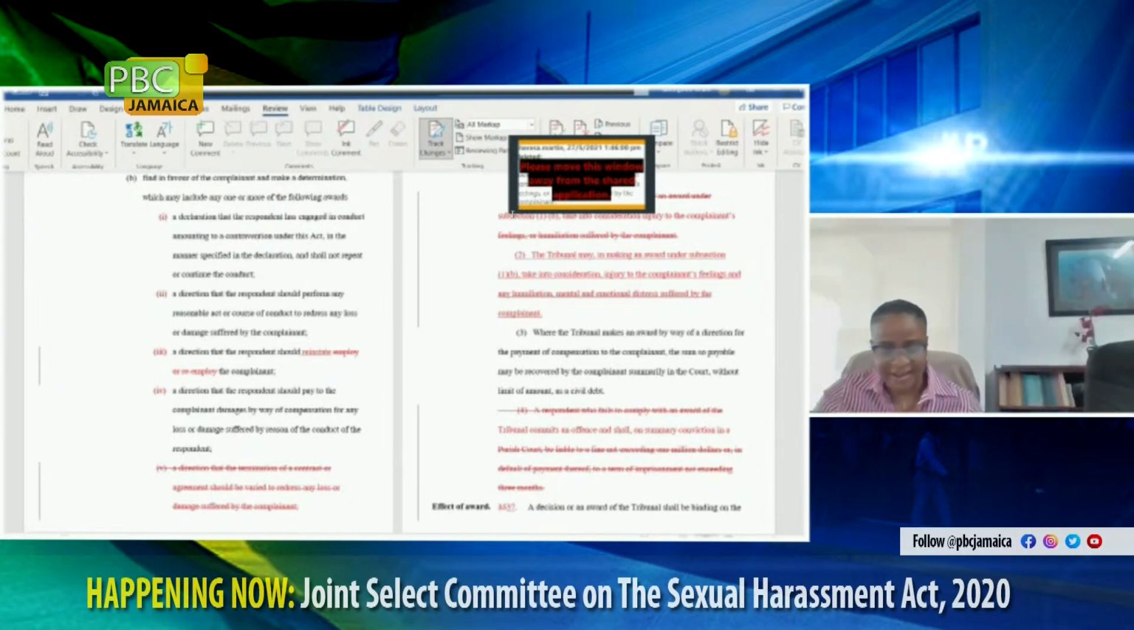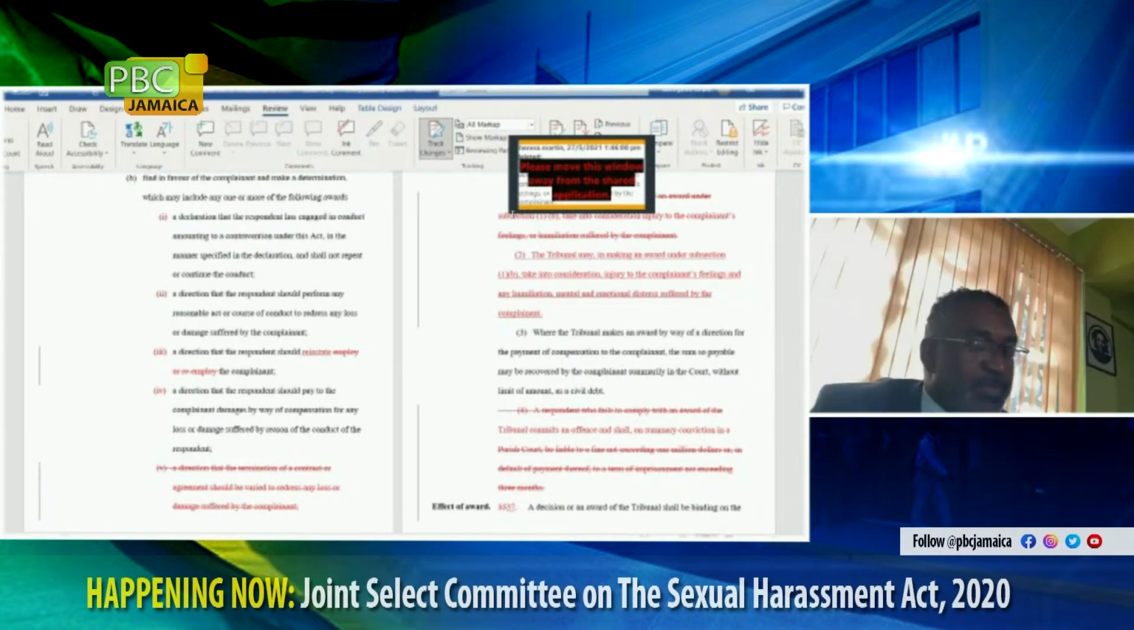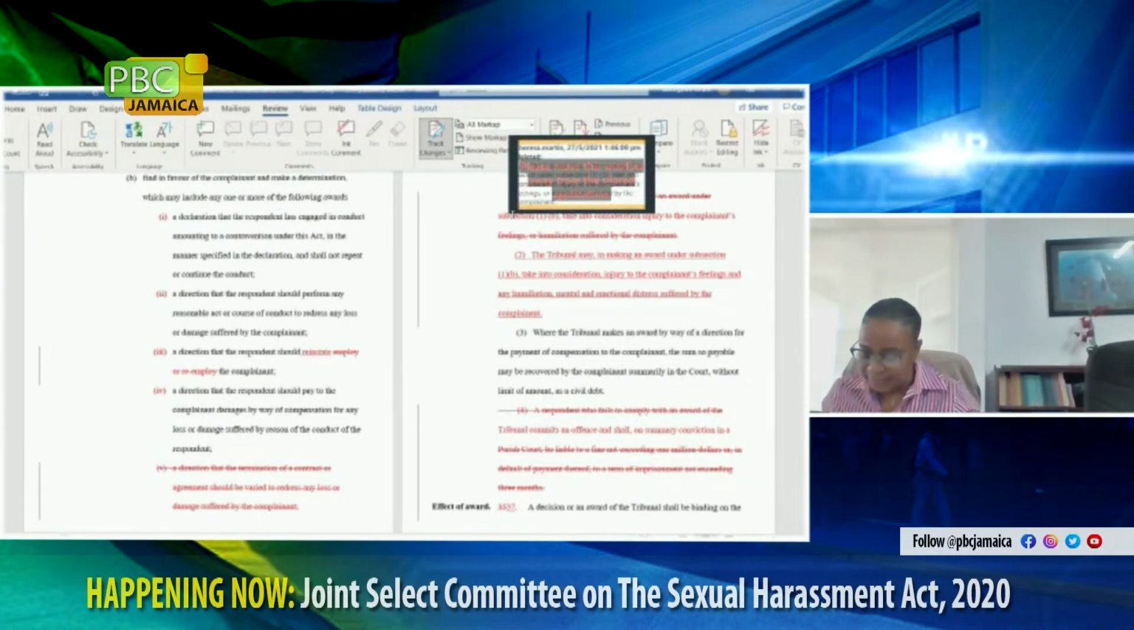Sorry, 1B5. 1B5, Chair. Because remember there was a discussion that it was 1B. Right. And then you instructed us to delete subclause 2 today, but the whole thing about the mental and emotional, and incorporated that by deleting, read it into the record of what we are substituting it for. The tribunal may, in making an award under subsection 1B, take into consideration injury to the complainant's feelings and any humiliation, mental and emotional distress suffered by the complainant.